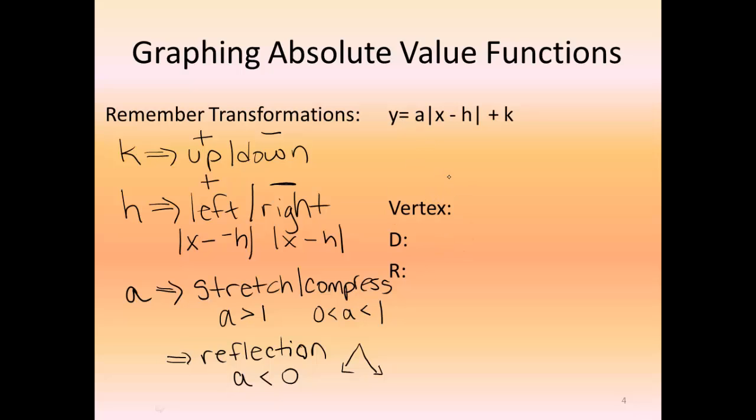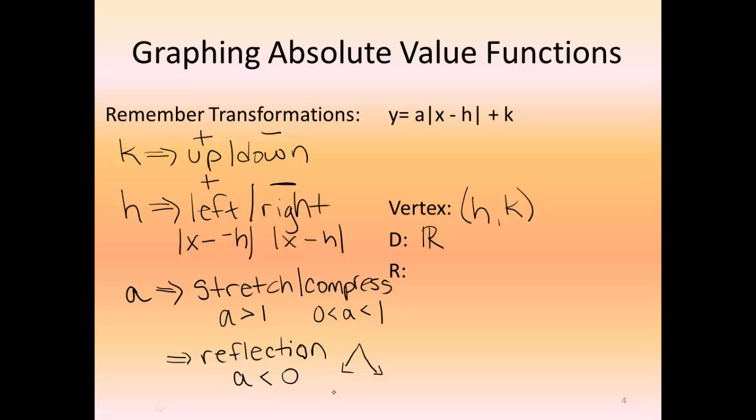What this means is, for the absolute value function, we can say the vertex occurs at h, comma, k. So whatever those two numbers are, that's going to get us our vertex. Domain will never ever change. It's always all real numbers.